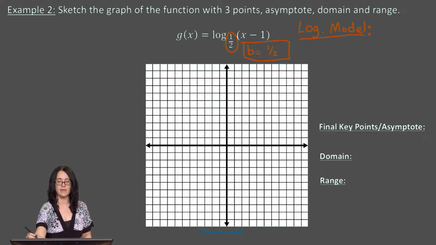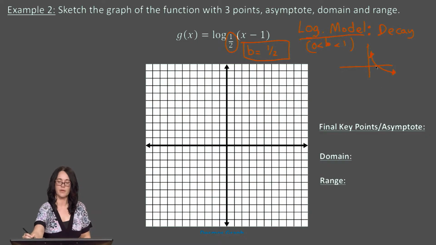Okay? So because our base is between 0 and 1, what did that tell us about growth or decay? Can you remember? That's right, this would be decay. So it is a logarithmic decay model, which means my graph, if I was doing a sketch, instead of a logarithmic growth model, this is logarithmic decay. And feel free to go back to our first slide if you need to review what the shape should look like.